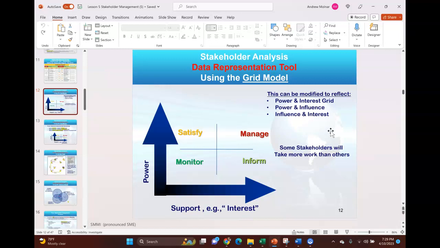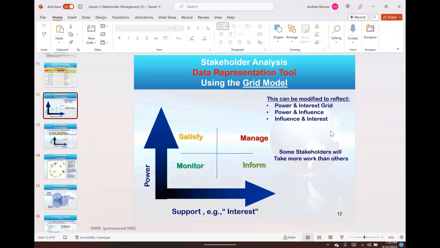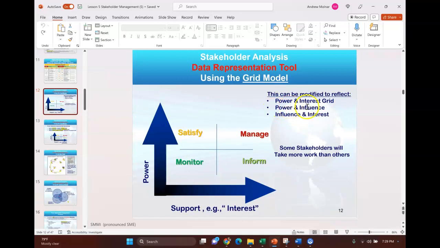Now, what do you do with that stakeholder register? Well, you plot the stakeholders and see how you need to manage them. There are ways to plot them. One is a power and interest grid. You might consider comparing their power versus their influence. You might consider their influence versus their interest, right? Lots of ways you could do it. You could add to that list. You're not limited to that.